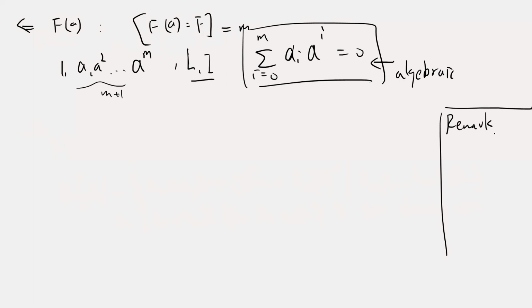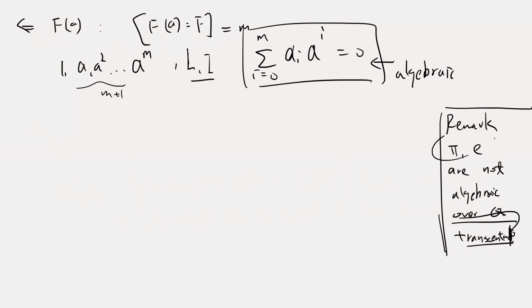Okay, a small remark. For example, pi and e are not algebraic over Q. If they are not algebraic, then people call them transcendental. So people say that pi and e are transcendental extensions over Q.